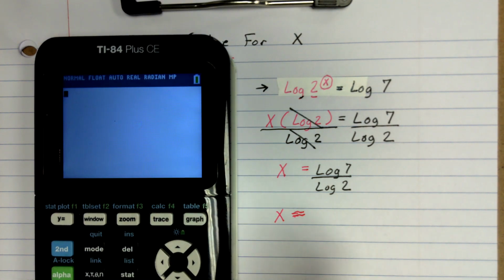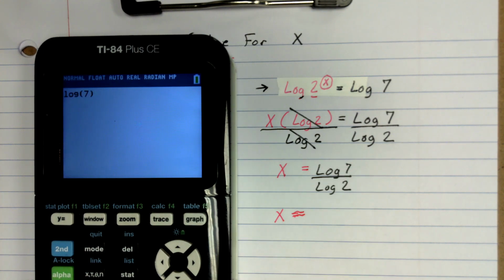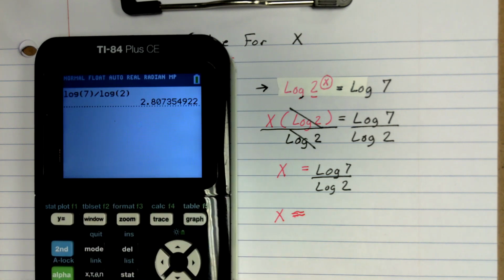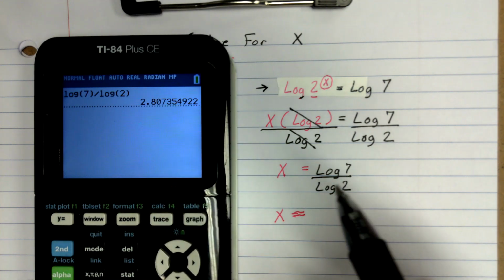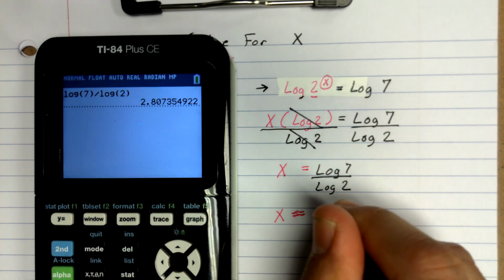Then I'm going to hit the log button, log, and I'm going to put in this first one, log 7. And then I'm going to divide it by log 2. If I hit enter, notice it gives me 2.807354922. Now these little symbols here mean I'm approximating it. So I'm going to approximate it to just the tenths place. So I'm going to round this as just 2.8.